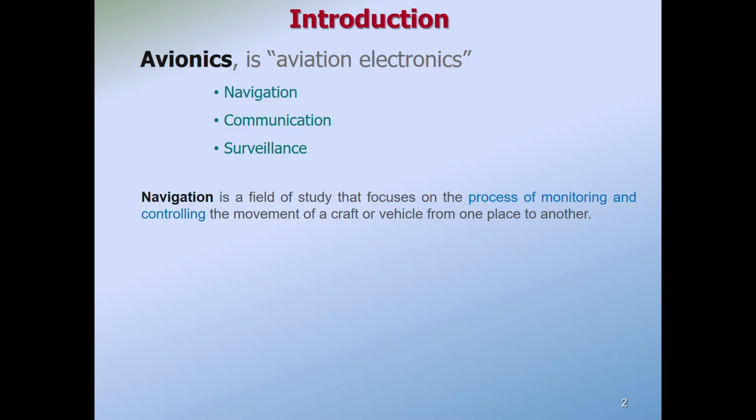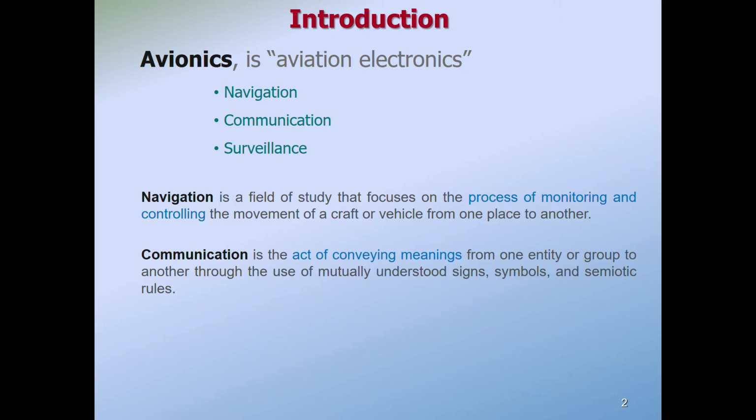Okay, in this case, when we are talking about aviation navigation, it means that we are in the process of monitoring and controlling the movement of an aircraft. So an aircraft is technically defined as either an airplane or a helicopter or a drone itself or UAV. Right now we have a lot of UAV. So navigation plays a very important part when we have to monitor and control the movement of the aircraft itself from one point to another point.